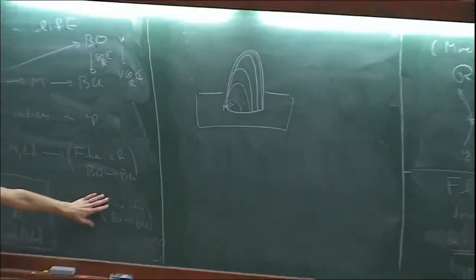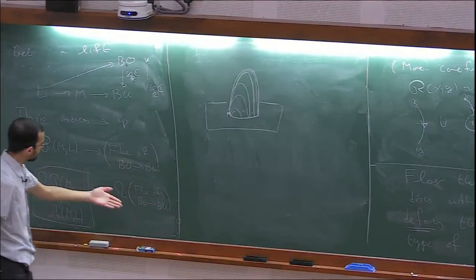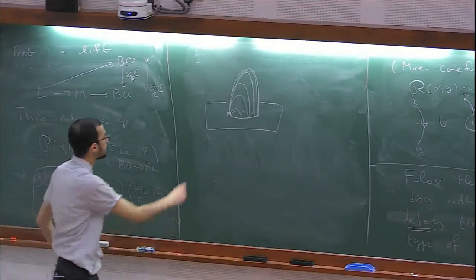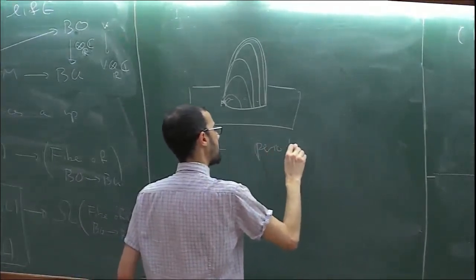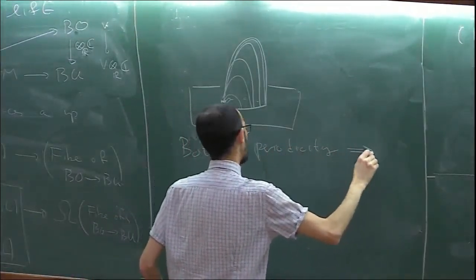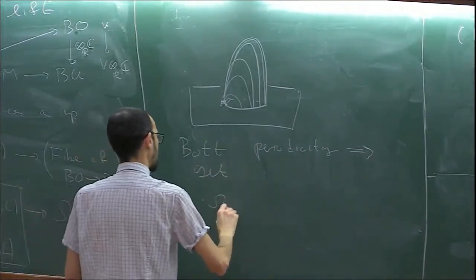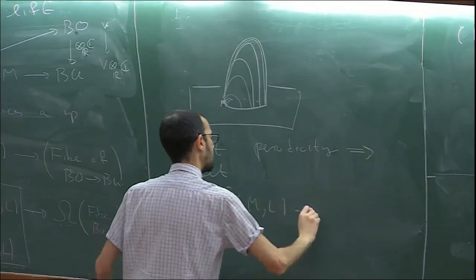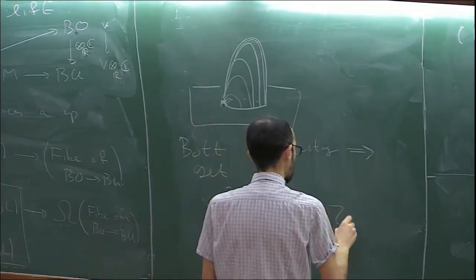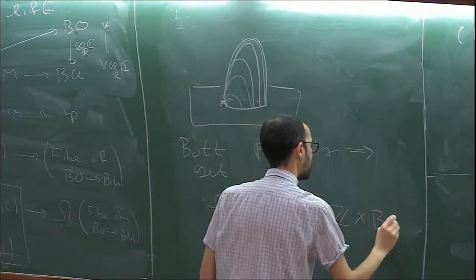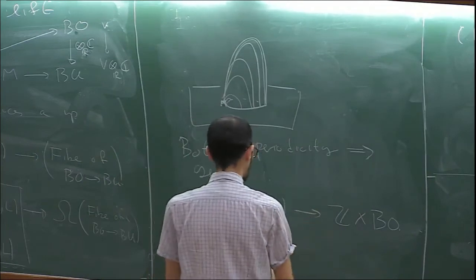So this maps to the loop space of this fiber. And then what we didn't have time to discuss at any point is that you can just apply Bott periodicity: this loop space of this fiber, omega 2 ML, maps to Z cross BO. And mapping to Z cross BO is exactly a stable vector bundle.